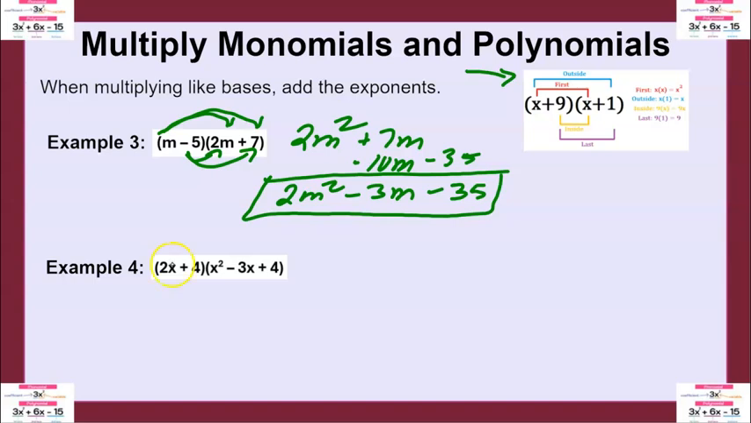Next example, I have a binomial times a trinomial. So I'm just distributing the 2x and the 4 with every term of the polynomial. And then I'll combine like terms at the end. So I have 2x times 2x squared, which will give us 4x to the third. 2x times negative 3 is a negative 6x squared. And then 2x times 4 will give us a positive 8x.